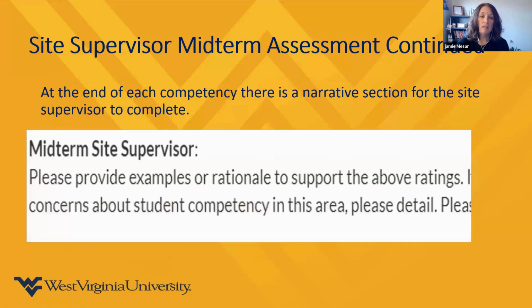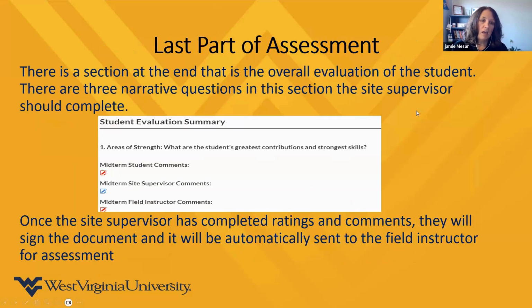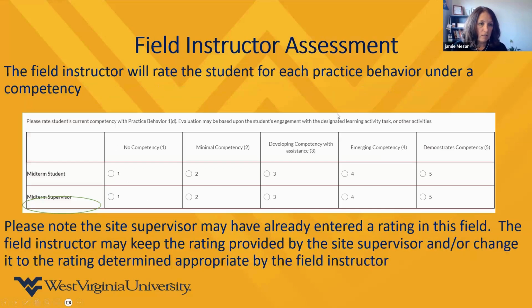And again, it is this area in regards to narrative. This narrative is conveying to the student why you gave that rating, but also to the field instructor, who is going to be the next person, why you gave that rating. And then again, just like the student, there is this section at the end. You want to go to the next slide, Lindsay? It again gives the strengths and areas of weakness for the student. The site supervisor will then carry that. Once they hit submission, it will automatically go to the field instructor, who is the next slide.